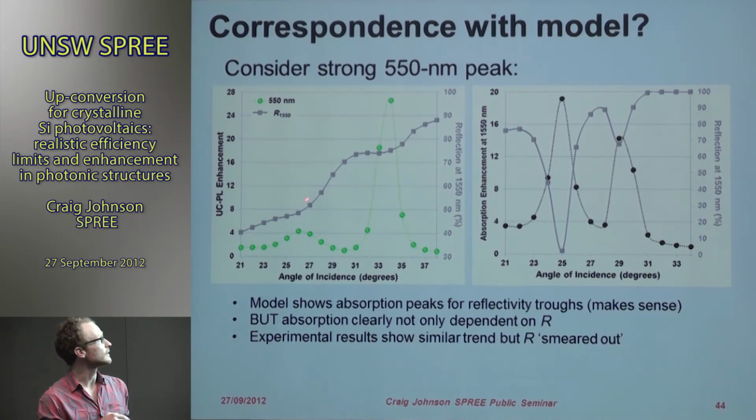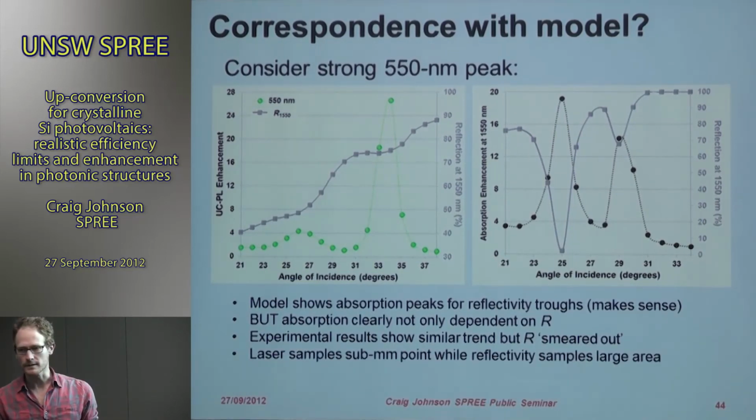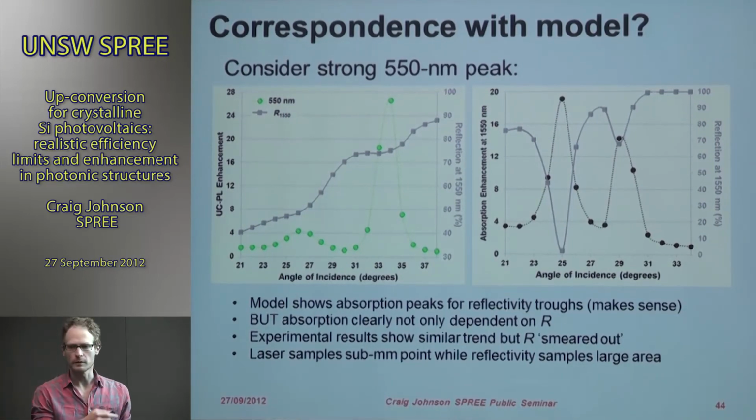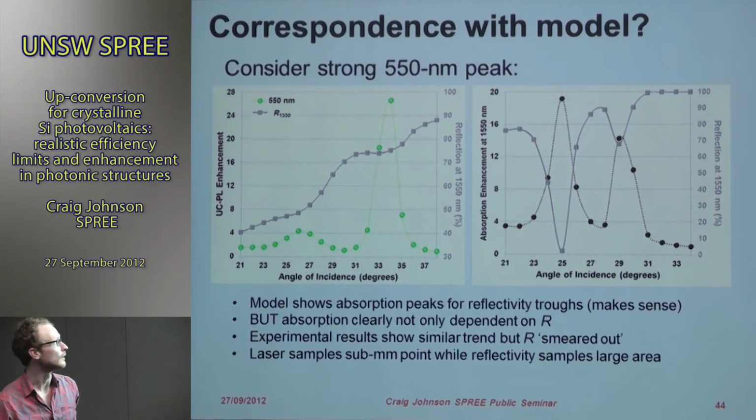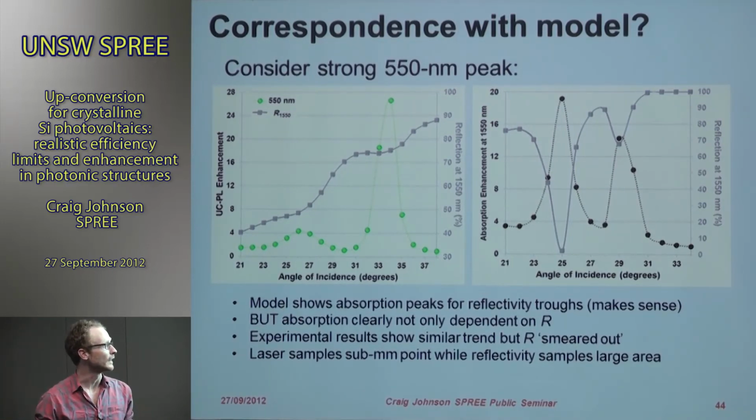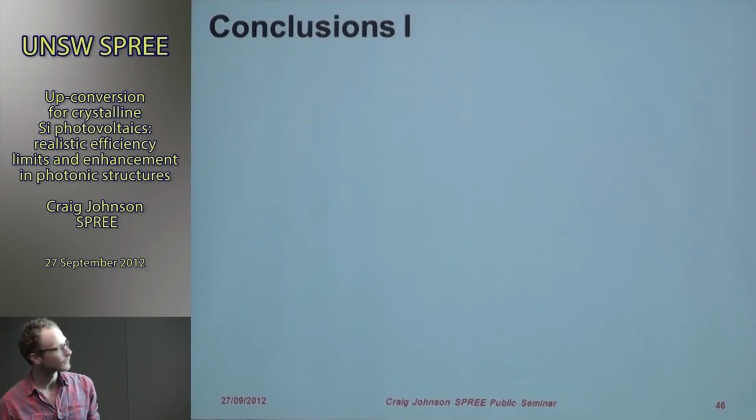So this reflectivity profile is not this reflectivity profile, clearly. There's quite a large difference between the two. But the fact that the laser was sampling a sub-millimeter point, while the reflectivity was sampling a quite large area on a sample that had some obvious inhomogeneity, means that this reflectivity profile could be quite smeared out compared to what the laser was essentially sampling when it was incident on the sample.